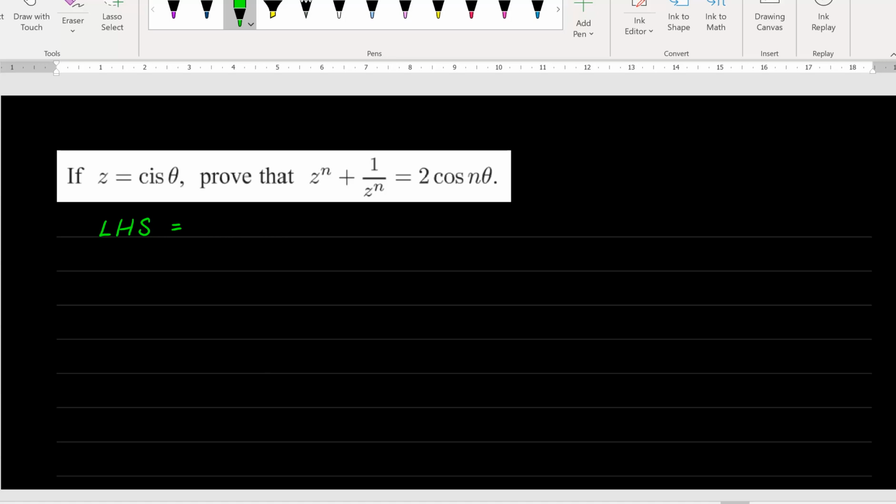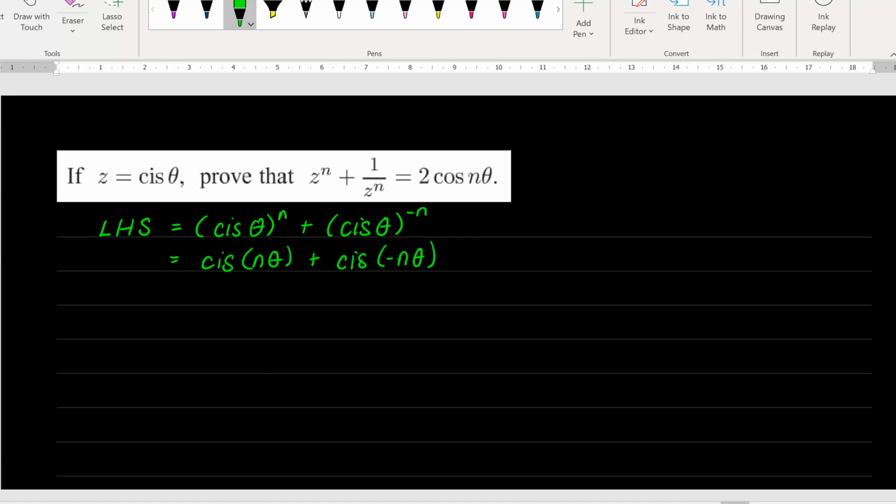So we've got cis theta is z and we want to prove this. So hopefully you didn't need me at all to actually substitute this in. So we've got cis theta to the n plus cis theta, we're going to pop that n upstairs, it becomes minus n. And now we can use de Moivre's theorem. Okay, so there's a 1, so it's 1 to the n. That doesn't really count for our modulus. And cis minus n theta.